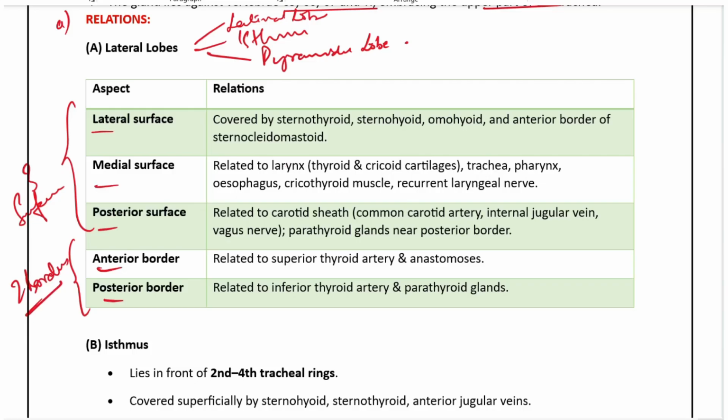Lateral surface is covered by all the muscles: sternohyoid, sternothyroid, omohyoid, anterior belly of sternocleidomastoid. Medial surface is related to the larynx, so you'll have thyroid and cricoid cartilages, the trachea, pharynx, esophagus, cricothyroid muscles, and the recurrent laryngeal nerve. The posterior surface is related to the carotid sheath. We discussed the contents just above in the previous question, and also the parathyroid glands near the posterior border. Then we have the anterior border. It's related to the superior thyroid artery and anastomosis, while the posterior border is related to the inferior thyroid artery and the parathyroid glands.